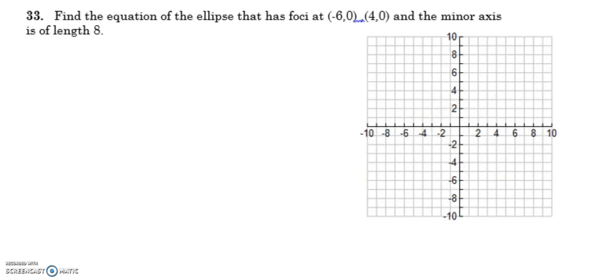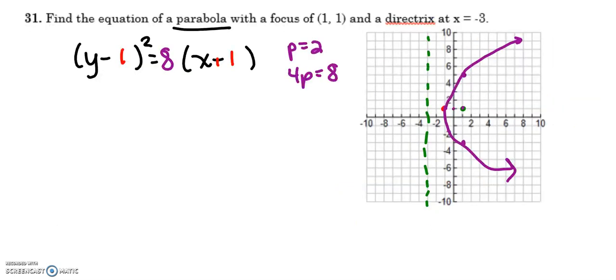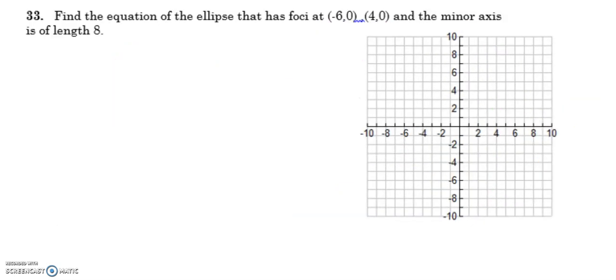All right, 33. We have find the equation of the ellipse that has foci. I think I did 32 twice. No, 31 twice. Yeah, you've got two number 31s, but that's all right. 33, our last problem. Find the equation of the ellipse that has foci at (-6, 0) and (4, 0), and the minor axis is of length 8.